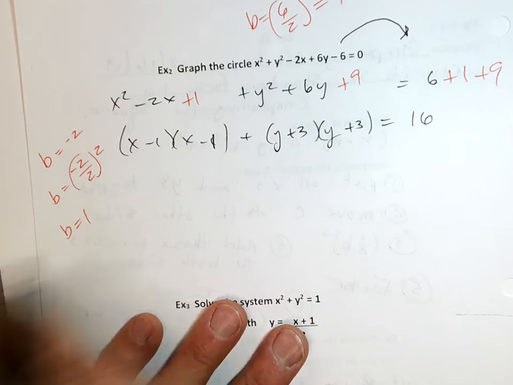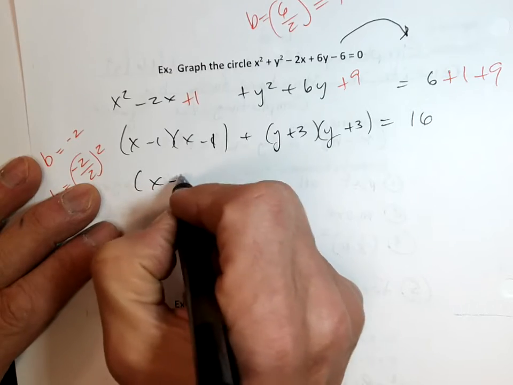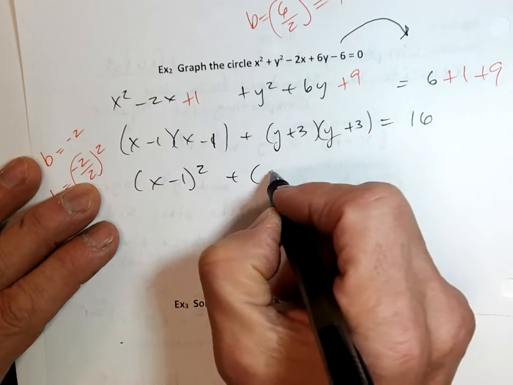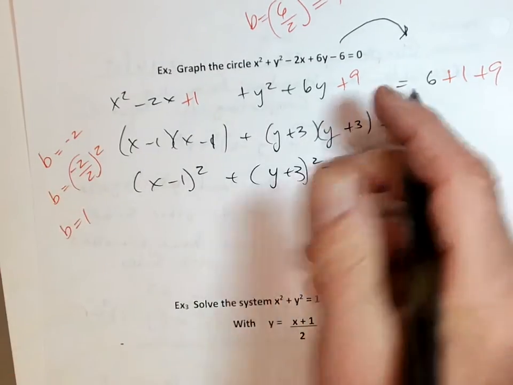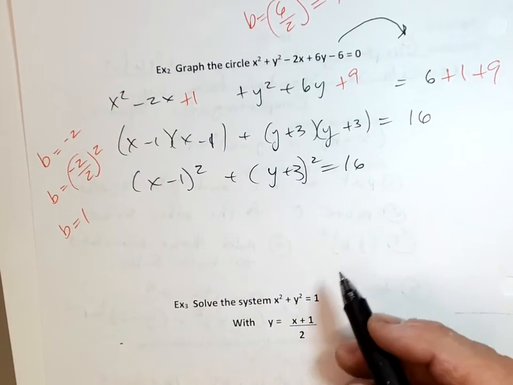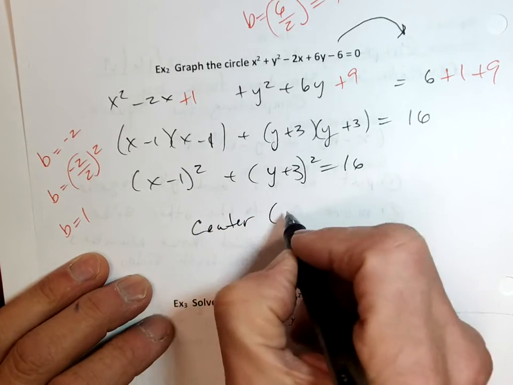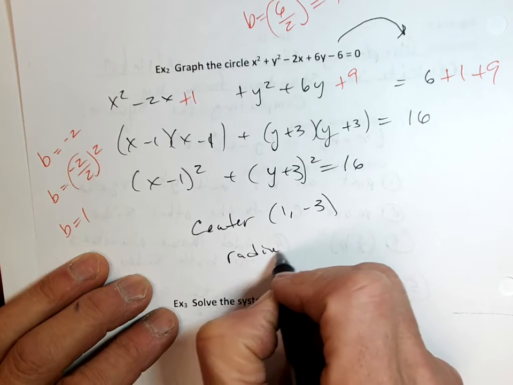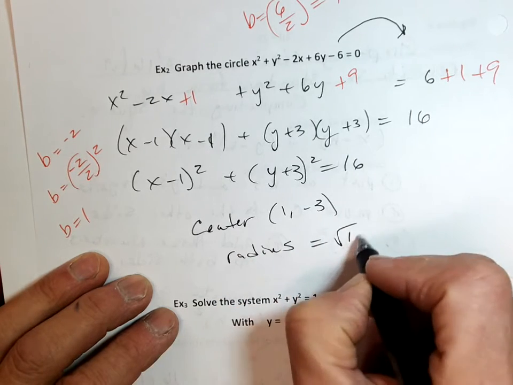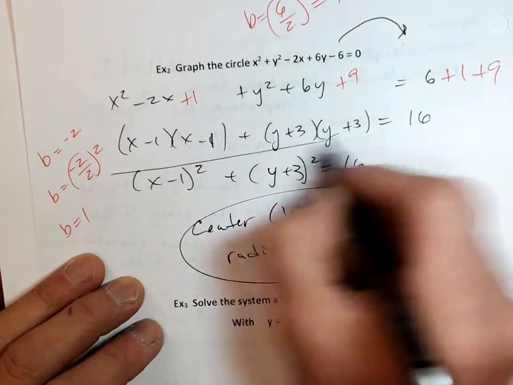Can you rewrite this? Sure. As x minus 1 squared plus y plus 3 squared equals 16, right? And then my circle has a center at +1, -3, and my radius is going to be the square root of 16, or 4. How's that?